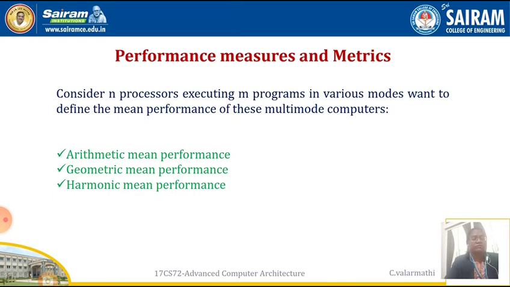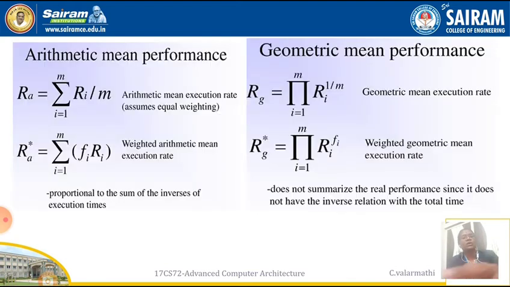How can we measure its performance? We have three different kinds of measurement: one is arithmetic mean performance, second is geometric mean performance, and third is harmonic mean performance. Let us see one by one. Arithmetic mean performance is subscripted RA, A for arithmetic, and it is the summation from i equal to 1 to m, where m is the total number of programs, of Ri divided by m. It is simple, like arithmetic progression and geometric progression, the same concept is applied here. So the summation of Ri for i equal to 1 to m, divided by m, is the arithmetic mean performance value.